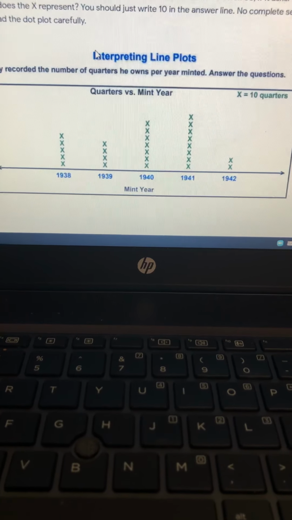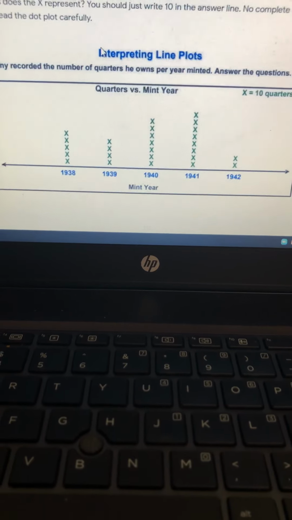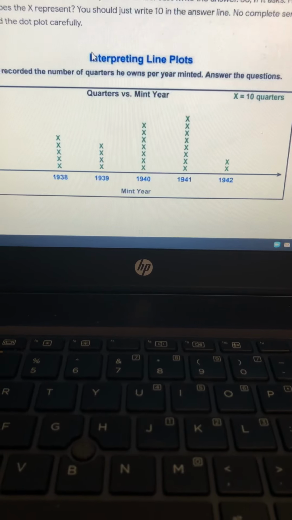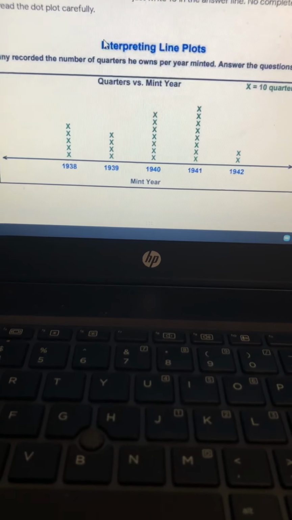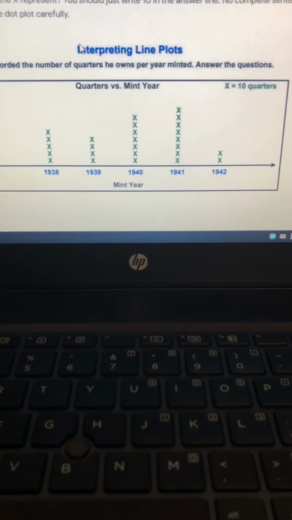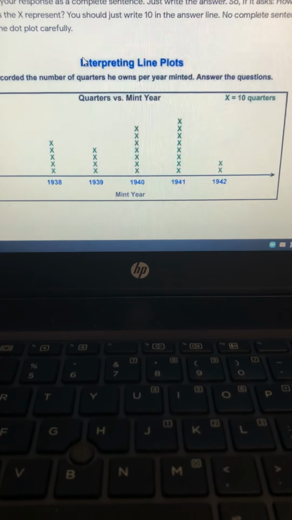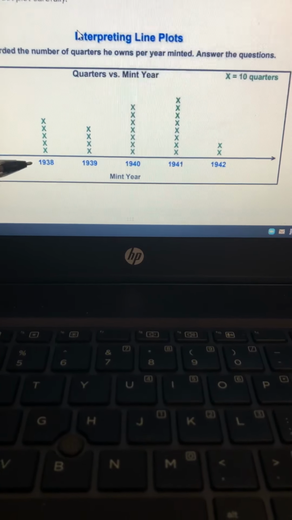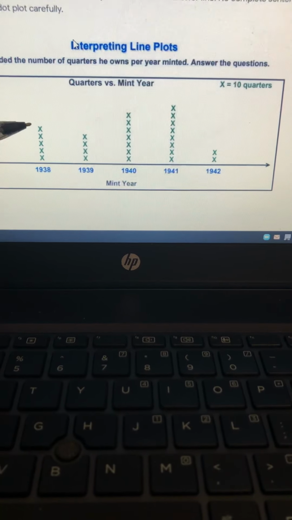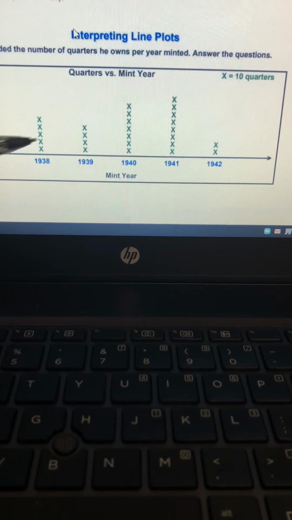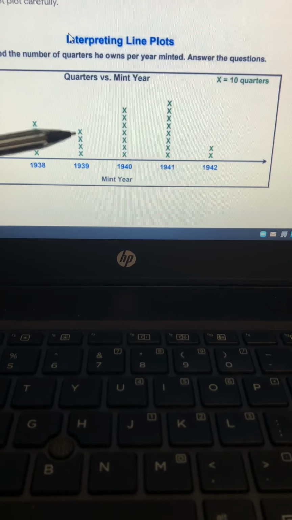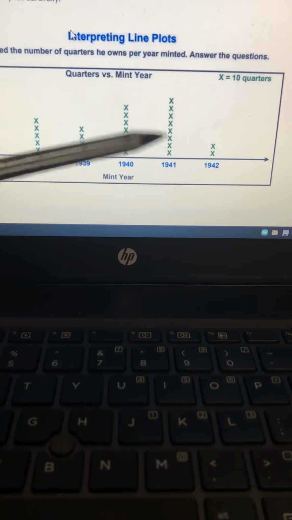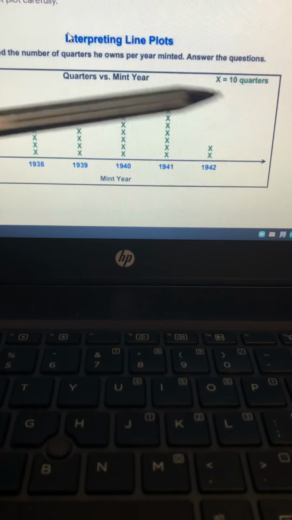So we notice a couple things about this graph. It says Johnny, that's his name, recorded the number of quarters he owns per year minted. Answer the questions. Each X represents 10 quarters. So if we look at 1938, it's 10, 20, 30, 40, 50. So it has 50 quarters from 1938. And then 10, 20, 30, 40 for 1939, and so on. So we just count those up to determine the amount.